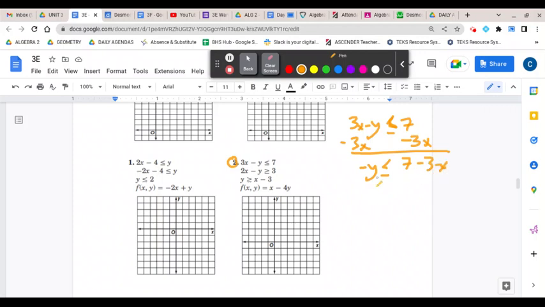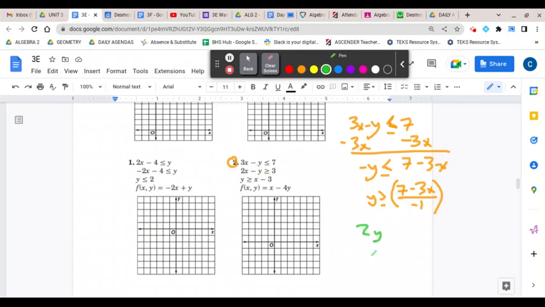Now just recall, when we divide or multiply by a negative, we got to flip this sign. So when we divide by negative 1, really what we're going to have is y is greater than or equal to 7 minus 3x all over negative 1. All right, so that'll be that first function right there.